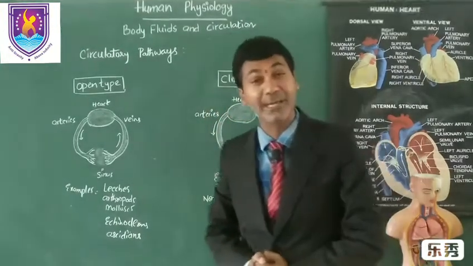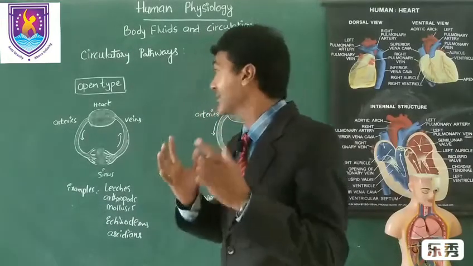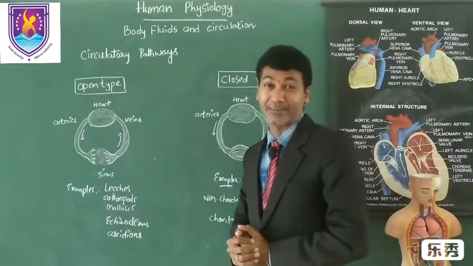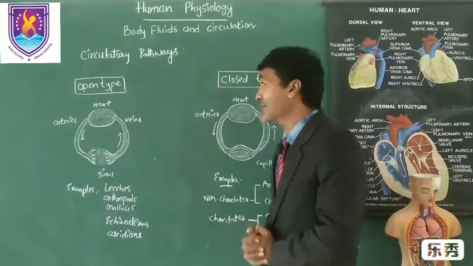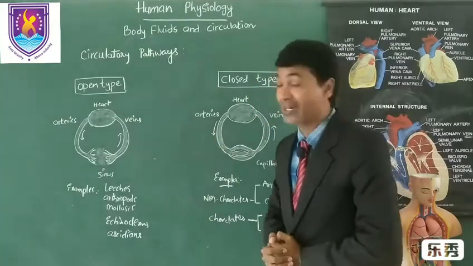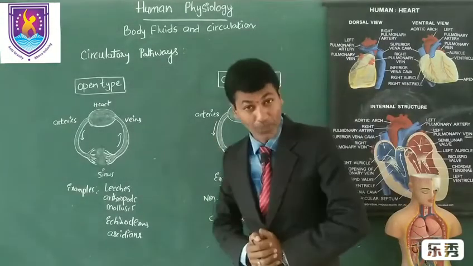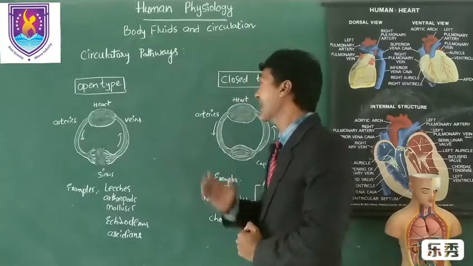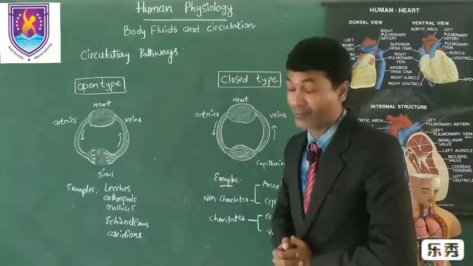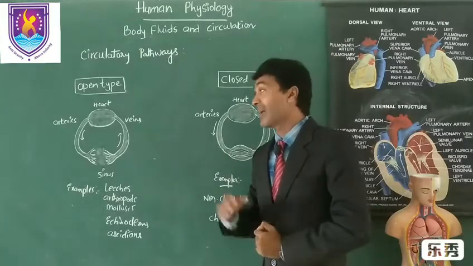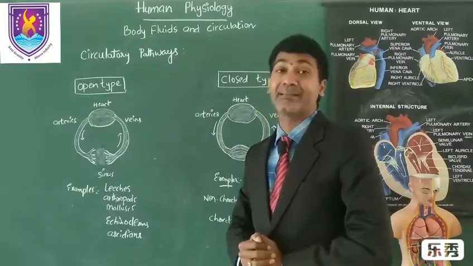Let us discuss today how these circulatory pathways are in the organisms. There are two types of circulatory pathways found in the organism. The first one is the open type circulatory pathway and the second one is the closed type circulatory pathway. Have a look at the diagram so that you can understand easily.